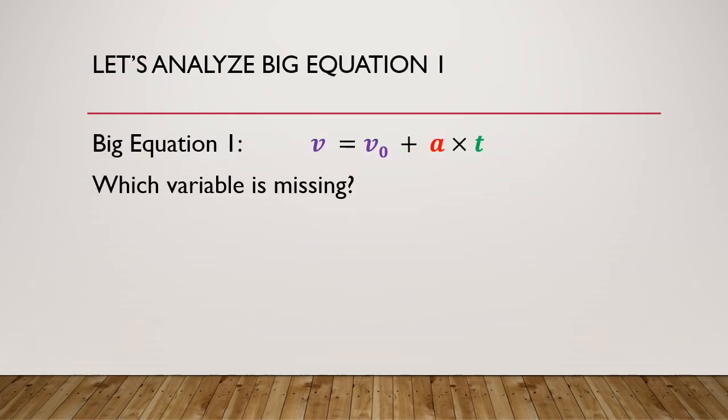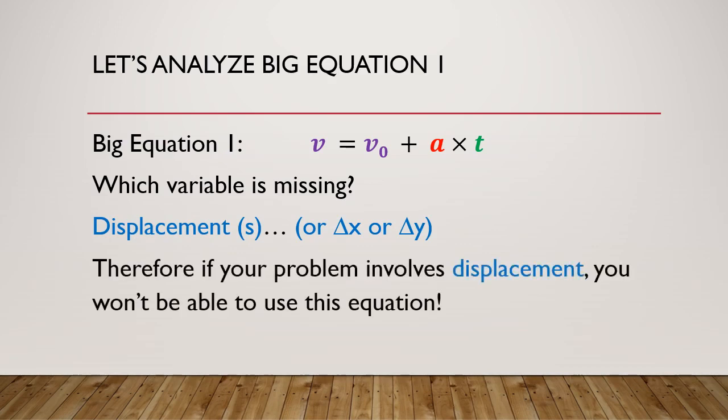So let's analyze big equation 1. Big equation 1 says that the final velocity is equal to the initial velocity plus the product of acceleration and the time interval. So which variable is missing? The missing variable is displacement, which is S, or again, you can use delta X or delta Y. Therefore, if your problem involves displacement, you will not be able to use this equation.